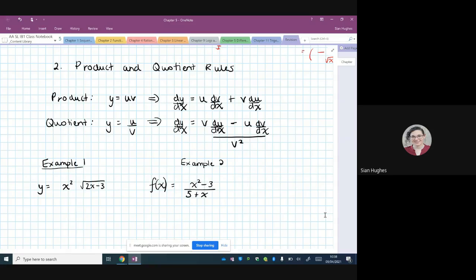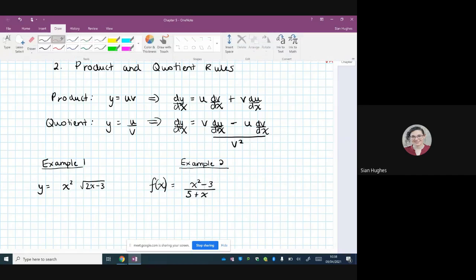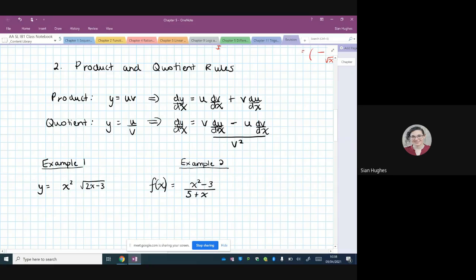Similarly, the quotient rule is also in the formula booklet. The quotient rule is for if you're asked to differentiate something that looks like a fraction. So where you have a function of x on the top and a function of x on the bottom. So we're going to go straight into using these rules. I have got 2 examples, as you can see. And then I'm going to give you some questions to try yourself.